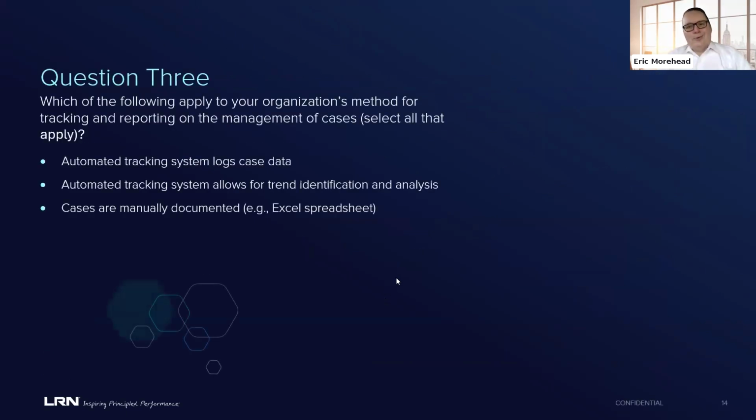So, third and last question from our PMA data set. Which of the following apply to your organization's method for tracking and reporting the management of cases? Do you have an automated tracking system that logs case data? Do you have a system that's a little more sophisticated that can help you identify trends and help you analyze that data? Or are you still documenting cases manually?